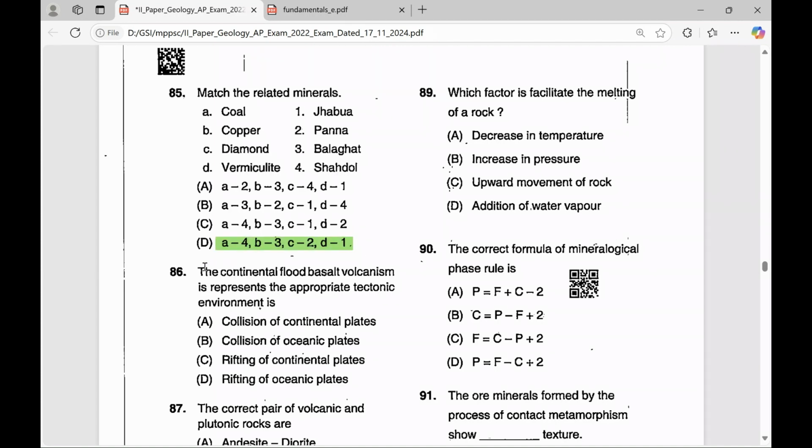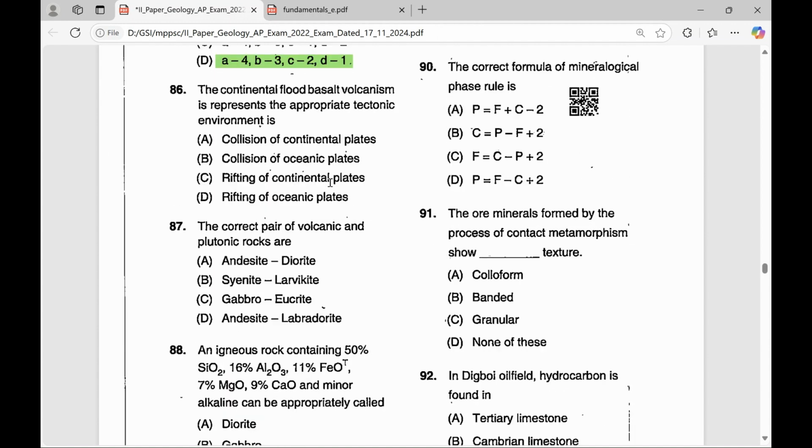So A is 4, coal is 4, Shahdol. Shahdol field is a coalfield. B is 3, copper is Balaghat. Balaghat is also, I think, famous for manganese ores. Apart from that, I think it's also famous for copper. Diamond we know is Panna, and vermiculite, which is also a phyllosilicate, is found in Jhabua. Okay. Next, let's move to the next question.